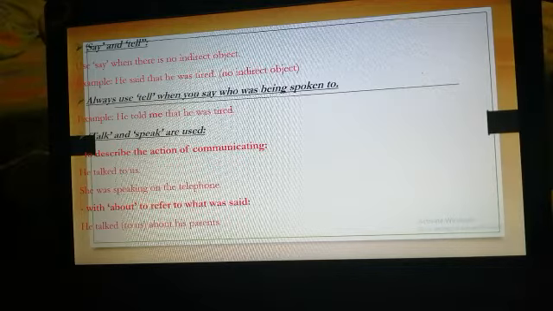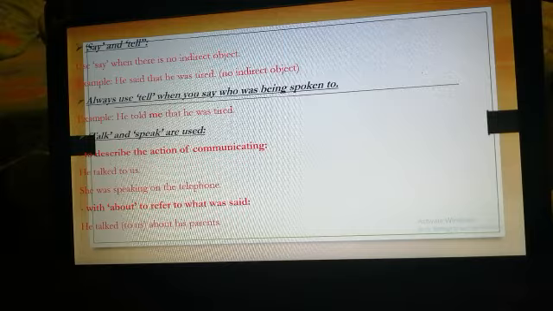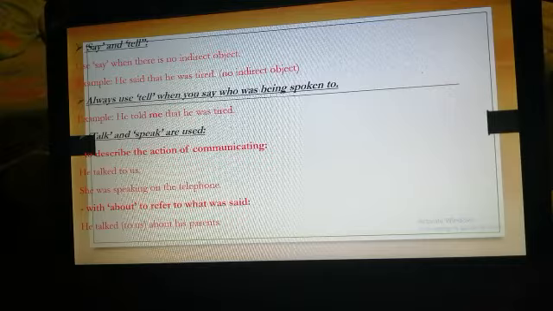Talk and speak are used to describe the action of communicating, so anything related to communication must be used with talk and speak. For example, he talked to us, or she was speaking on the telephone. And we can use talk and speak with about to refer to what was said. He talked to us about his parents. What's important here to know is the issue they talked about, which is his parents.